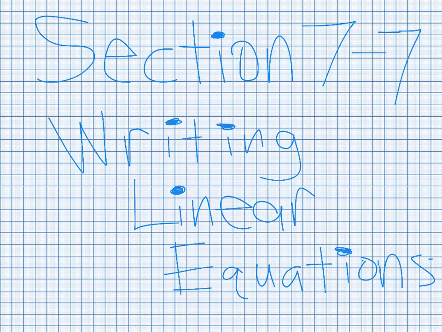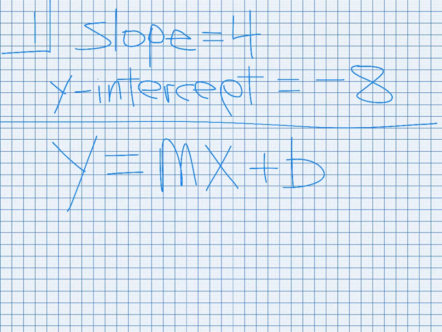All right, this is section 7-7 called Writing Linear Equations. Example 1 here on page 397 says write an equation in slope-intercept form for each line. It tells you the slope is 4, the y-intercept is -8.